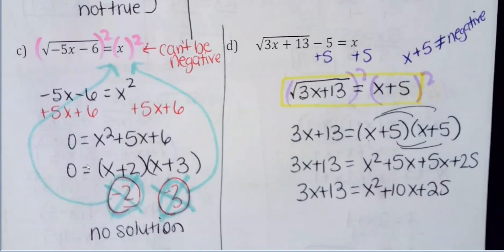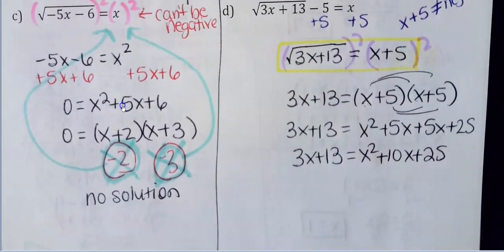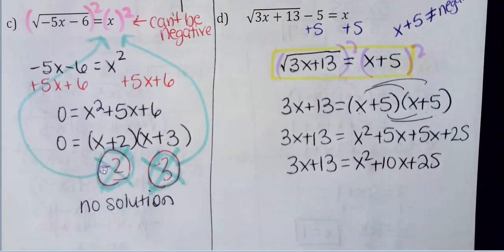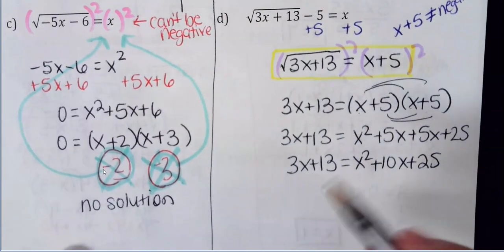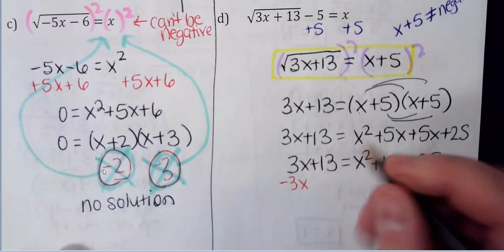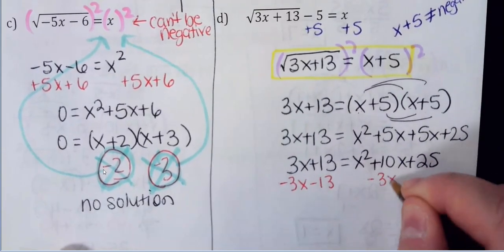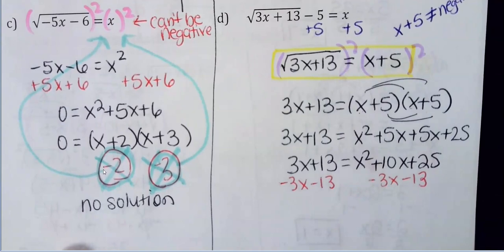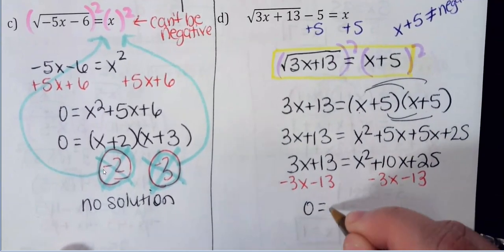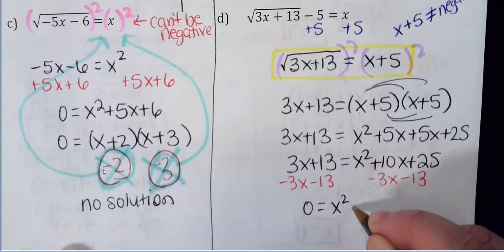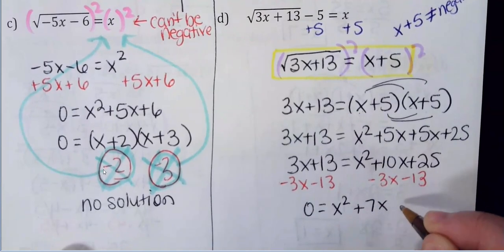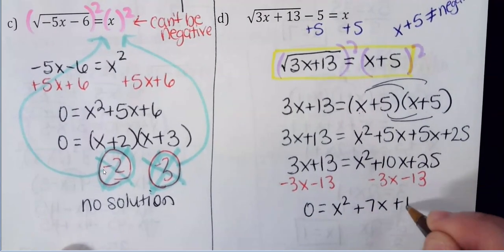Again, I've got a quadratic here because I don't have an x squared on the other side or anything like that to cancel. So I would tell you set it equal to 0, but keep your squared term positive. So I'm going to leave the x squared where it's at. I would move this 3x, which is positive, and this 13, which is positive, by subtracting both of those. And I'm trying to set this equal to 0. So I get x squared plus 7x, and then 25 minus 13 is 12.